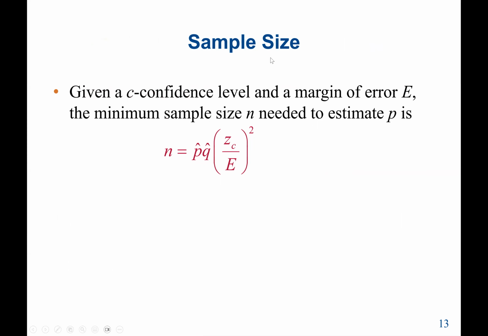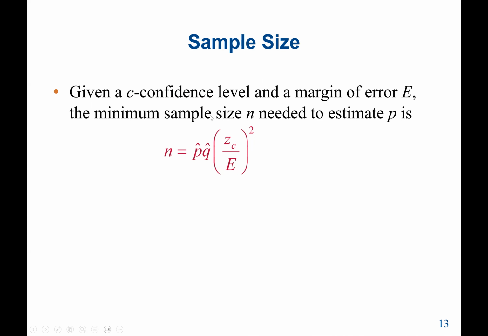Next, we are going to learn how to find a sample size. In inferential statistics, sample size is very important because sometimes, based on the sample size, we can know if our testing, it can be hypothesis testing, etc., is correct, because the sample size can change the decision. So here we say, given a C confidence level, and also if we know the margin of error E, the minimum sample size n needed to estimate p is given as the following.